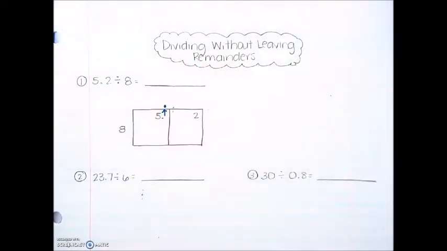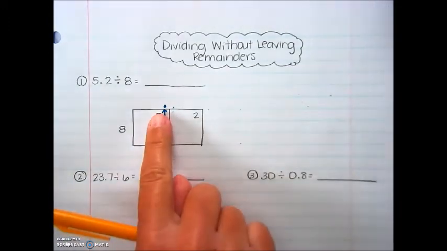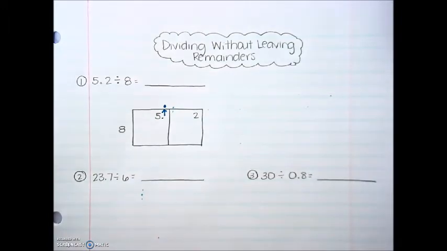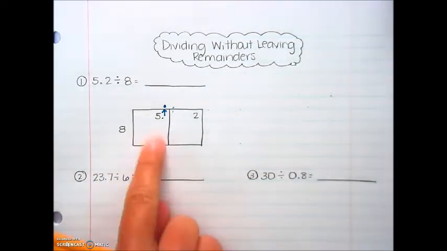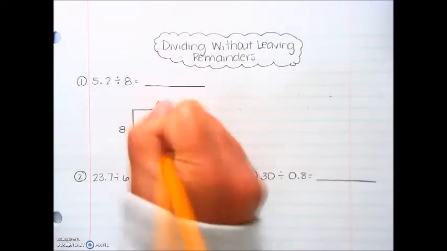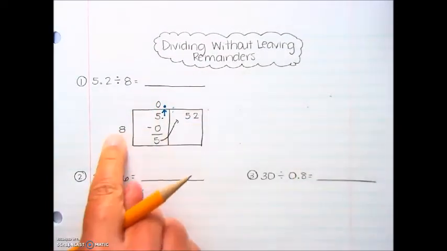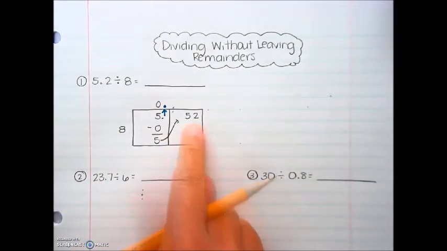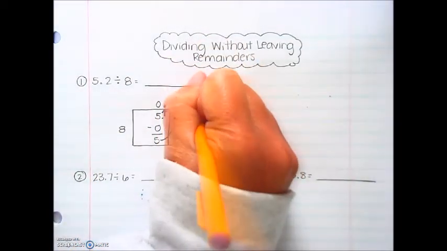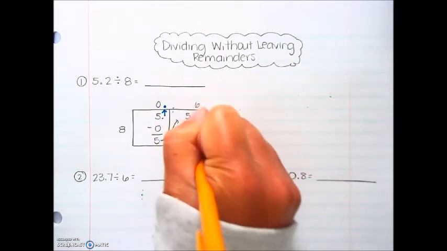Because remember, at this point in the problem, you don't know that there's going to be a remainder here, so we're going to place the decimal point right away, even before we start dividing. I can't make a group of 8 out of 5, so I subtract 0, I'm left with 5. I'll bring that up. I know I can make 6 groups of 8 out of 52 things, and 6 times 8 is 48. So when I subtract, I'm left with 4.